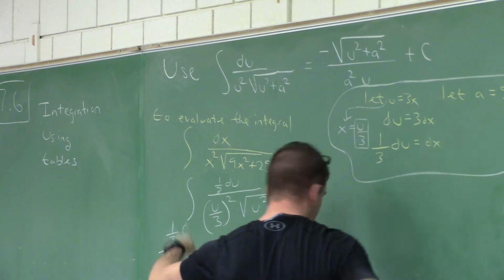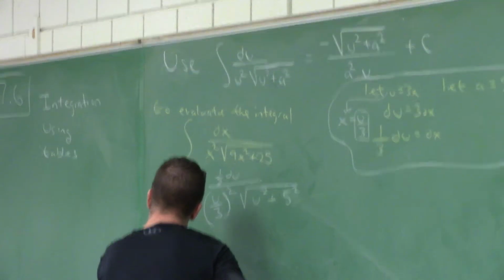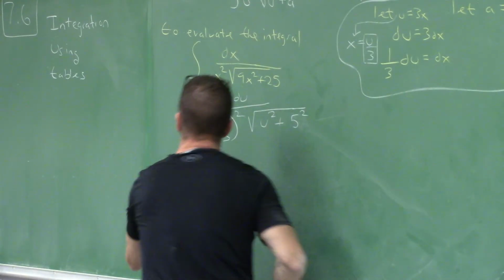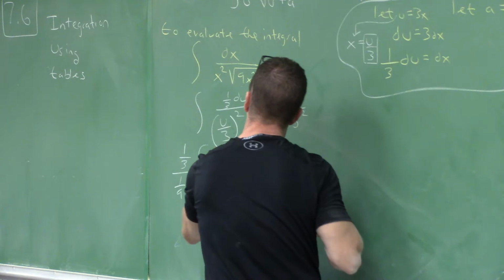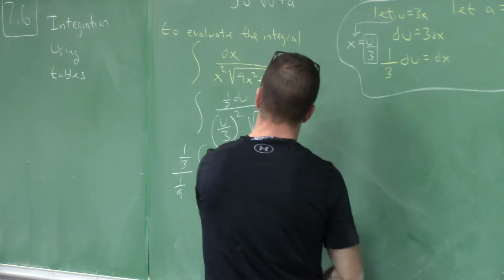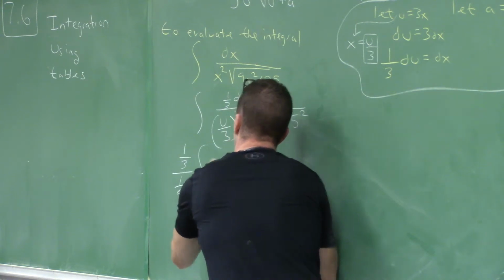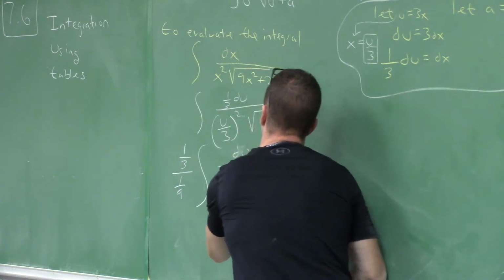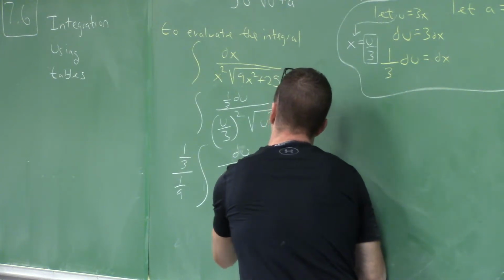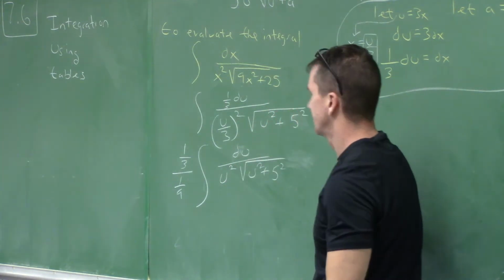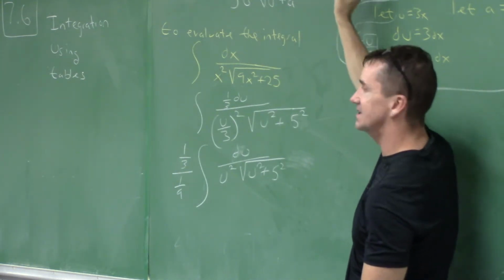Right, let me lower it down so everyone sees this. So I'm going to write 1/3 out of 1/9 all in front of this integral. This has just got a nice du here. There's a 1 on top. This is just now a u squared, right? And a square root of u squared plus 5 squared, or 25. It is now ready. All we've got to do is plug these in.